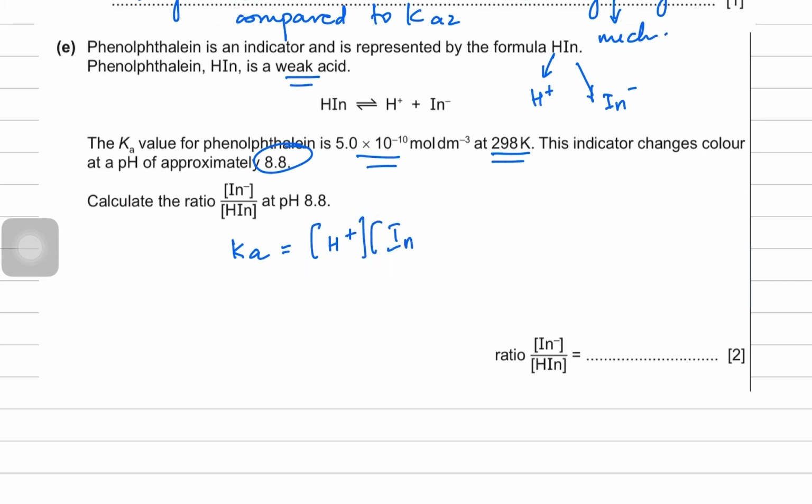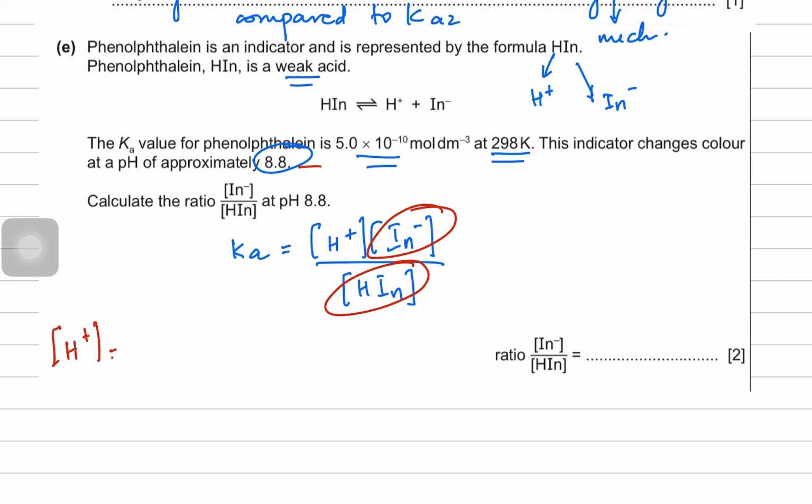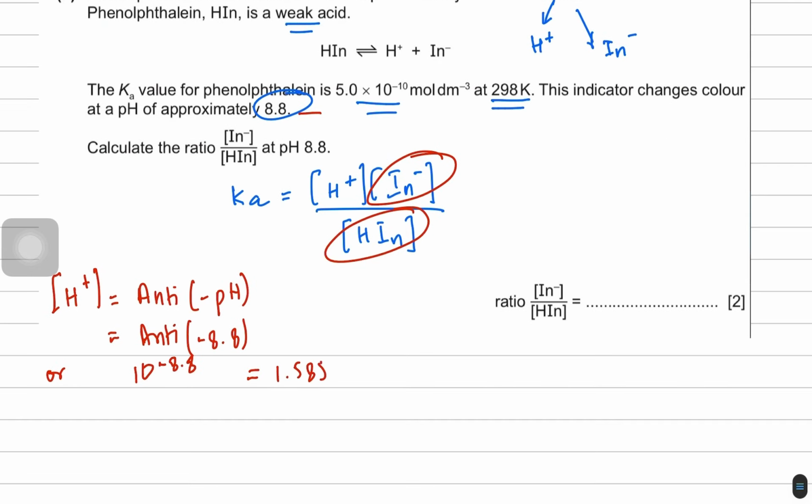So Ka is going to be conjugate base times H plus concentration divided by H-ion. We have the ratio in this very equation, but we don't have the H plus. Let's use the pH to find H plus. H plus is equal to antilog of the negative pH, which is negative 8.8. So you can write it like this, or you can write it like 10 exponent minus 8.8. The H plus concentration is 1.585 exponent minus 9 mole per dm cube.